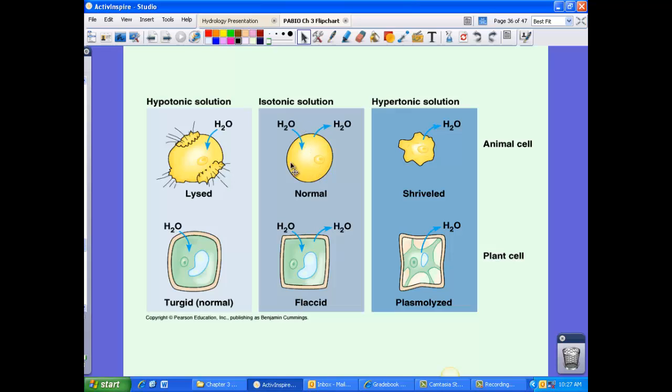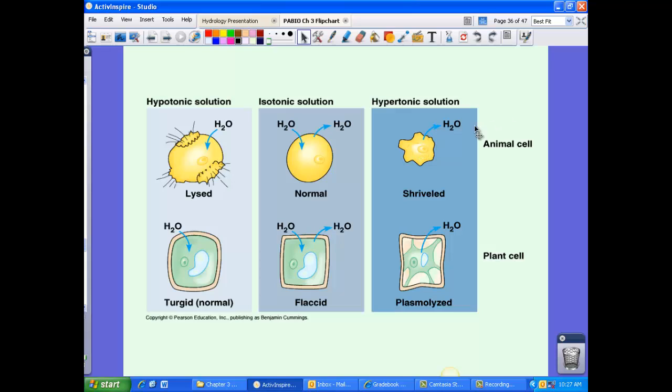In an isotonic solution, it's normal for an animal cell to be here. Looks normal, acts normal. For a plant cell, it still is okay. However, it might be something called flaccid. It might not stand as straight as it needs to be. It might be kind of a little flappy.